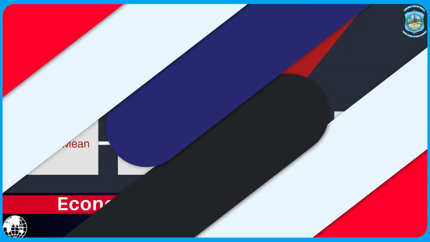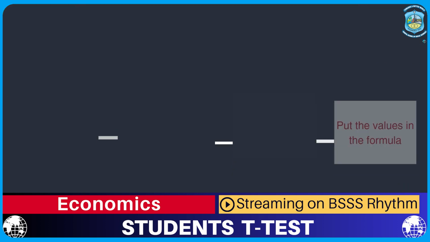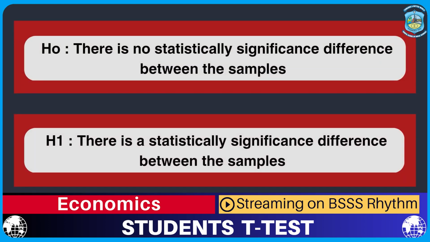Let's switch back. So we have the calculations done and we have the values that we need to put in the formula. But before putting the values in the formula and calculating the t-value, the first thing that we need to do is, in order to test the hypothesis, we need to spell out the hypothesis. Right. So this is what we have here. The H0, that is the null hypothesis, and H1, that is the alternative hypothesis for the problem at hand. So the H0 says there is no statistically significant difference between the samples that we have drawn, and the H1 says there is a statistically significant difference between the samples that have been drawn.